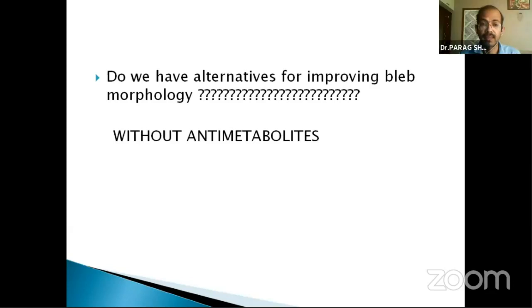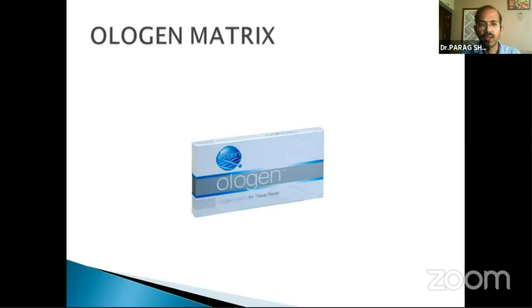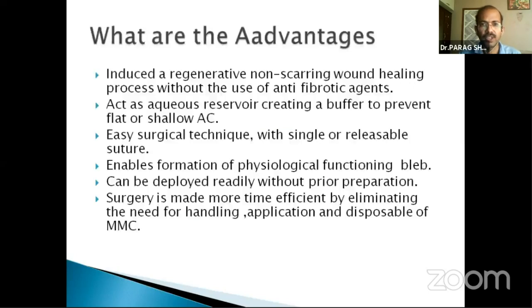Yes, we have that. Without anti-metabolite, we can use the OLOGEN. I'm not going to detail the physical properties of the OLOGEN. So the advantages of the OLOGEN are that it induces a regenerative, non-scarring wound healing process without the use of anti-fibrotic agents. It acts as an aqueous reservoir, creating a buffer to prevent flat or shallow AC, and it is easy for surgical technique with a single releasable suture, and also enables formation of a physiological functioning bleb, and can be deployed readily without prior preparation.